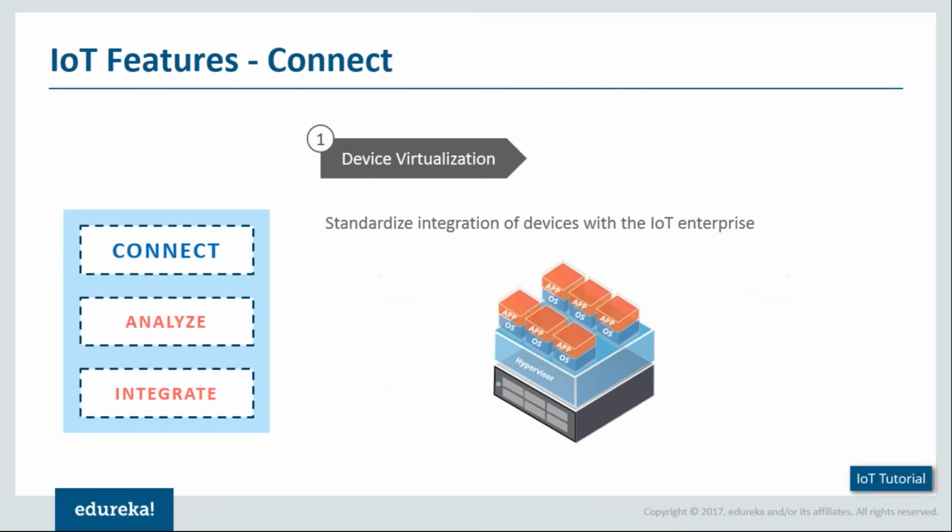Let's start with connect. Now the first stage of connect is device virtualization, because what you need to first do is standardize the integration of the device to the enterprise platform which is present on the cloud. Okay, now it could be present on a cloud, it could be present on a server, but again it's all going to be connected through the internet. So what I need to do is ensure that a certain level of standard is present on the device so that it can go on and connect to my Internet of Things platform.